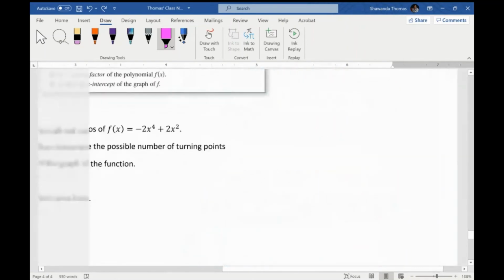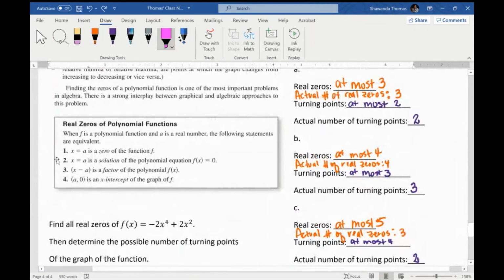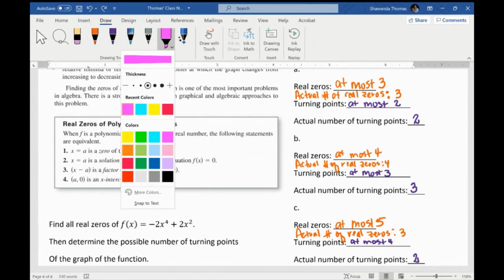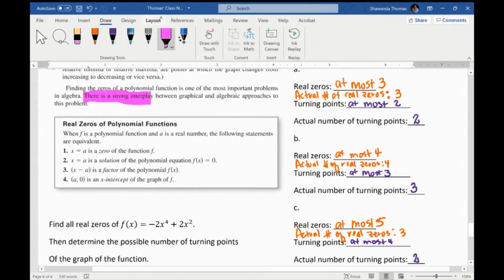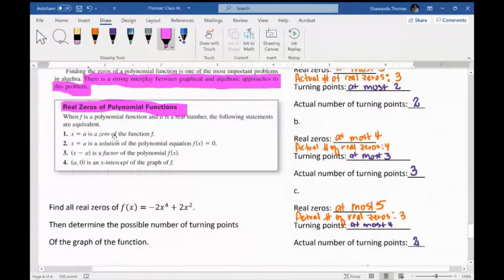All right, let's look at this little graph here. Let's read this first. There is a strong interplay between graphical and algebraic approaches to this problem. What are we talking about? Real zeros of polynomial functions. When f is a polynomial function and a is a real number, the following statements are equivalent. And I sort of talked about this, that all of these mean the same thing basically.